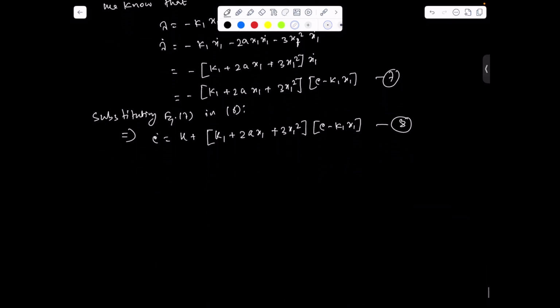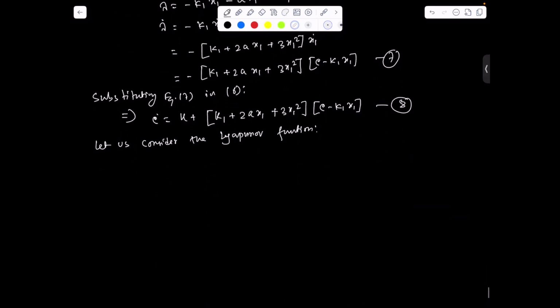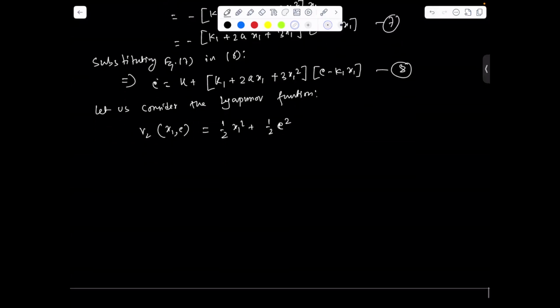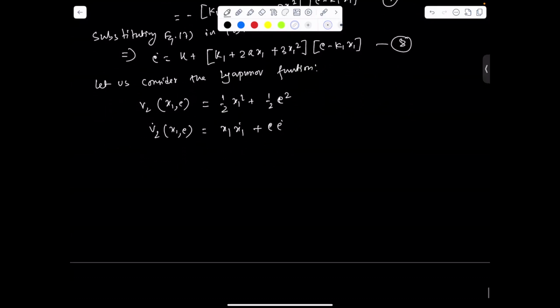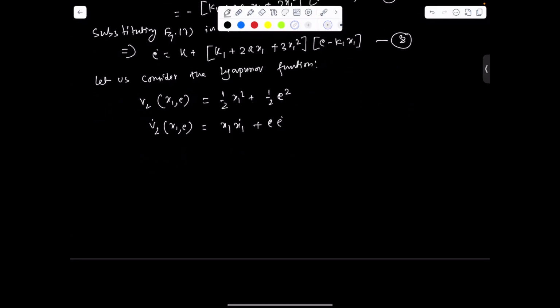So let us consider the Lyapunov function as V2(x1, e) equal to half x1 square plus half e square. And from this, we can take the time derivative, V2 dot (x1, e) equal to x1 x1 dot plus e e dot. So we can substitute the x1 dot dynamics and e dot dynamics here.